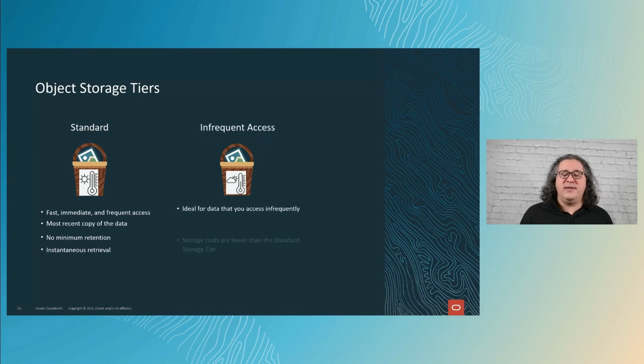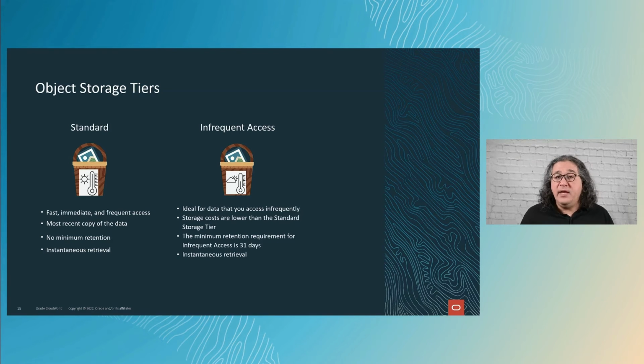It also offers the infrequent access storage tier, or cool storage. Cool storage is ideal for data that you access infrequently, but must be available immediately when needed. Storage costs are lower than the standard tier, but you are charged a per-gigabyte data retrieval fee. There's a minimum retention requirement of 30 days if you are using this tier. Use cases include backups of on-premises data, and storing data that was replicated or copied from another region.